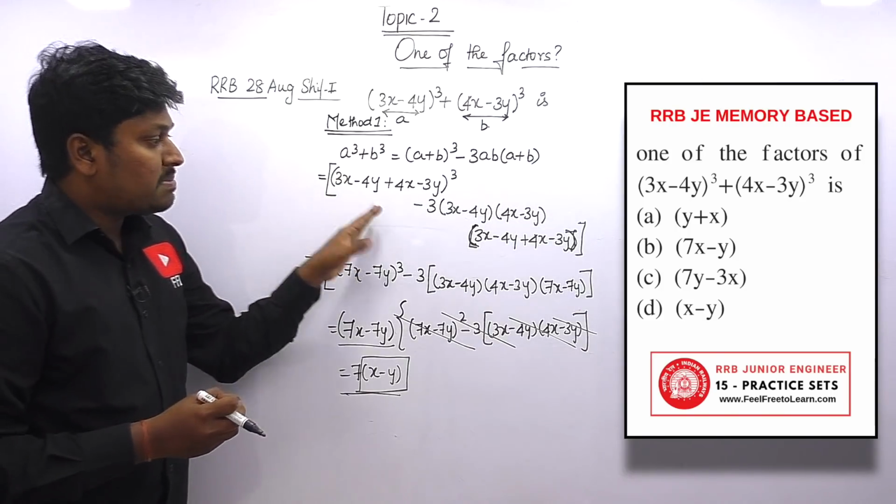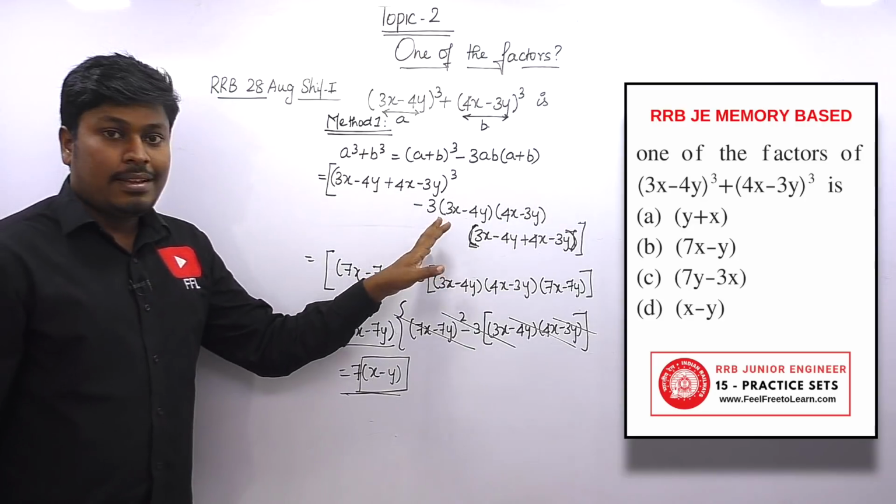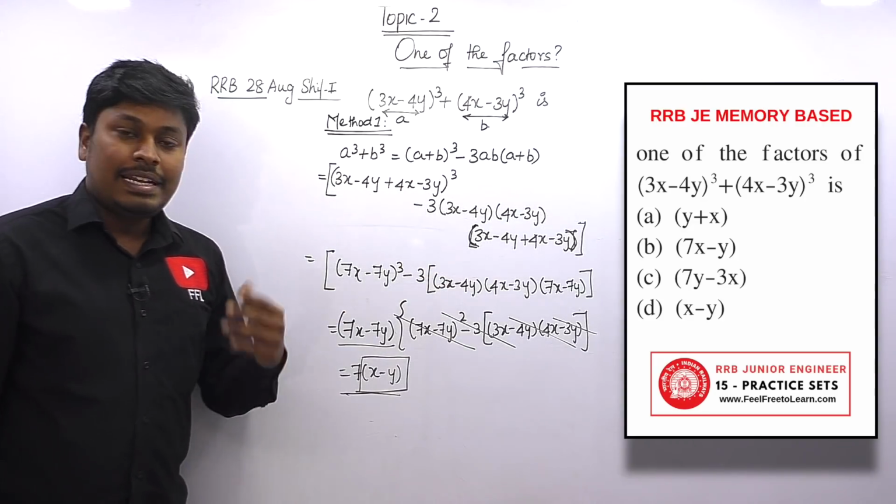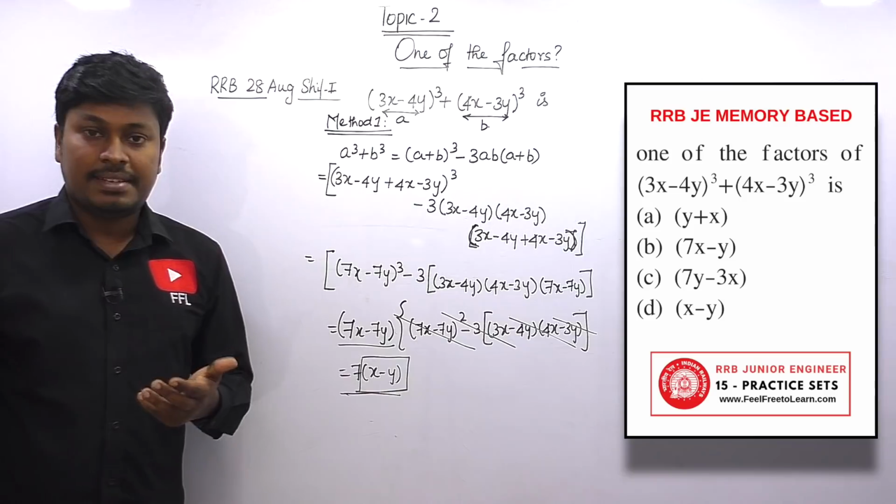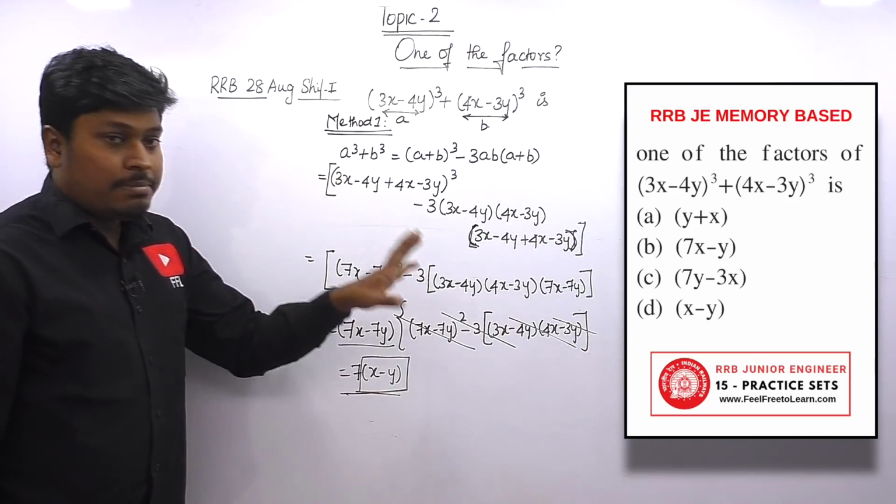So if you follow this method number 1, even if the question is lengthy, even if we have huge numbers, you can definitely find the factors easily. So that's what I'm saying. Don't learn method number 2.